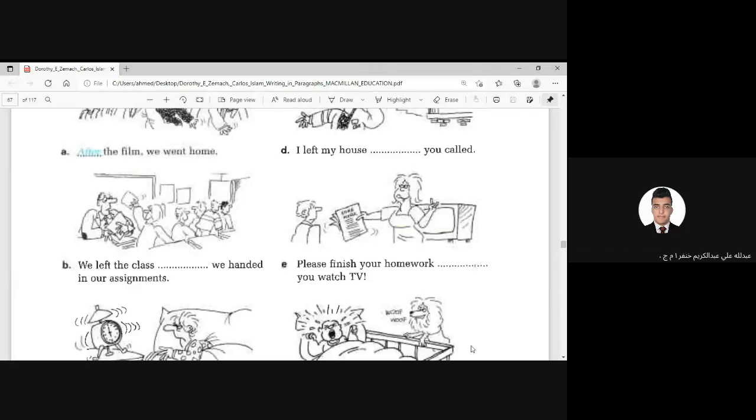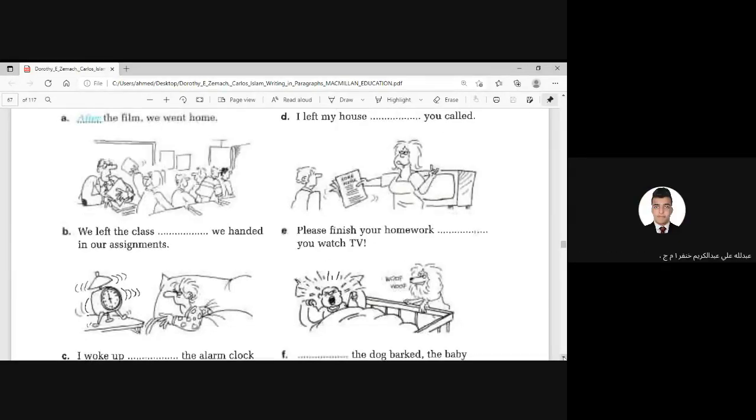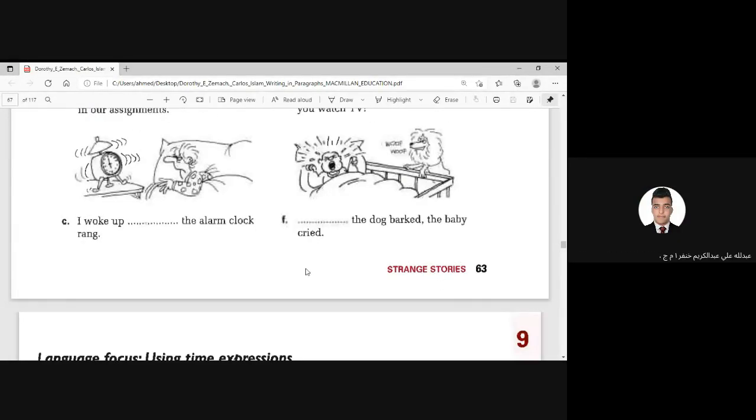I woke up when the alarm clock rang. Okay, so which event took place first? Which happened first? Woke up, or the alarm clock? The alarm clock. The alarm went first. As soon as the alarm went off, then this person woke up. Okay, so be careful, Abdullah.